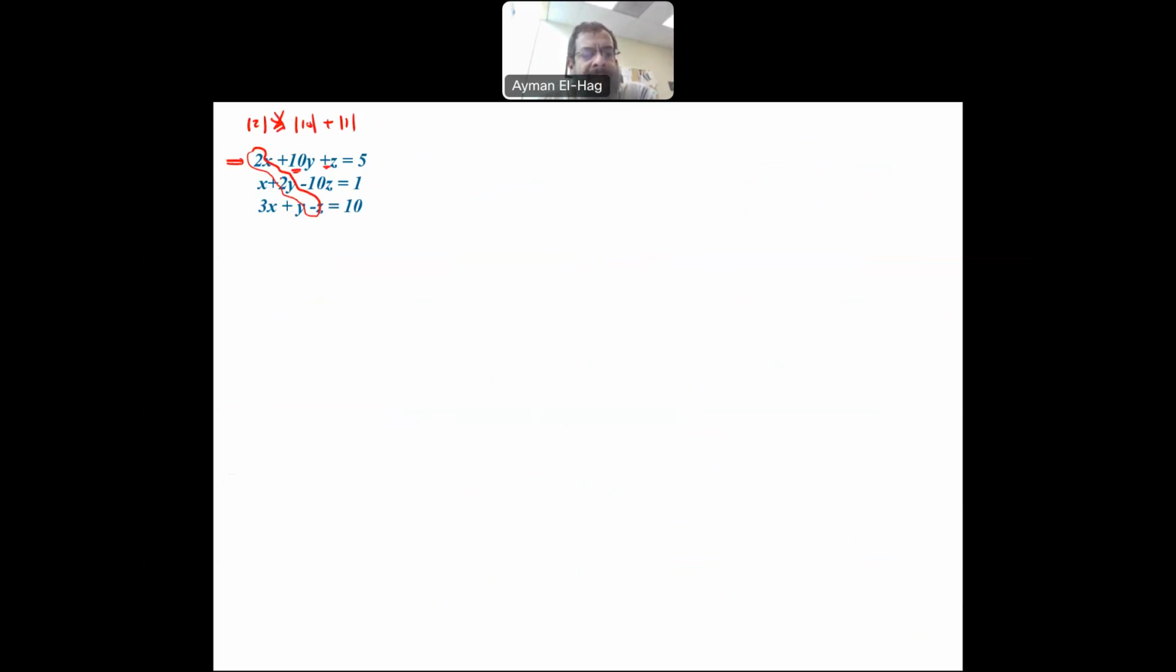And if you go for the second row, the same thing here, the 2 here is not greater than or equal to the coefficient of x, which is 1, plus the coefficient of z with minus 10. And the same thing here for the last one. So for all the three rows, the matrix is not basically diagonally dominant. So we need to rearrange the matrix so that we will have a dominant matrix, and this is how.